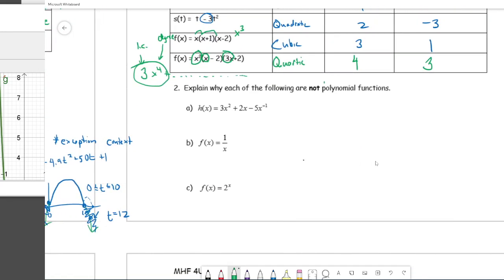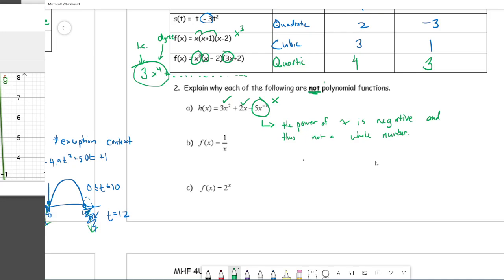Next, it's asking us to explain why these are not polynomial functions. Okay? So again, this term is fine, this term is fine, this term is not fine, and you would say the power of x is negative, and thus not a whole number. We were told that powers of x had to be whole numbers, namely integers including 0 and positive only. But this is a negative number, you can't have that.